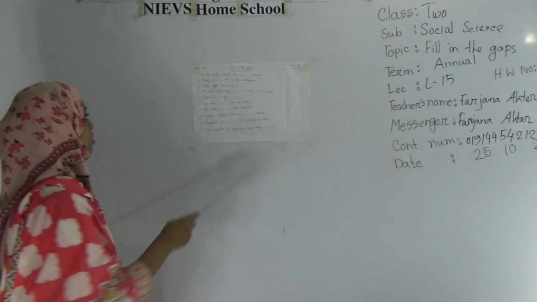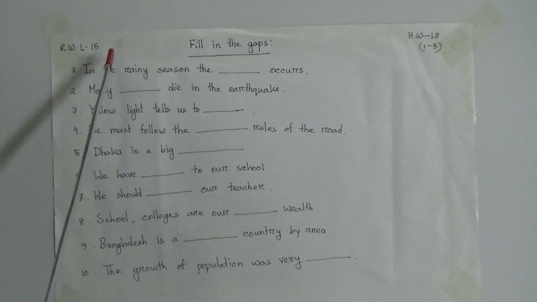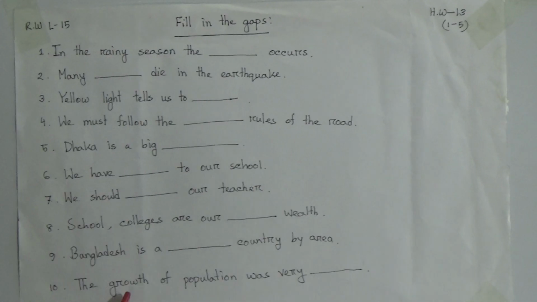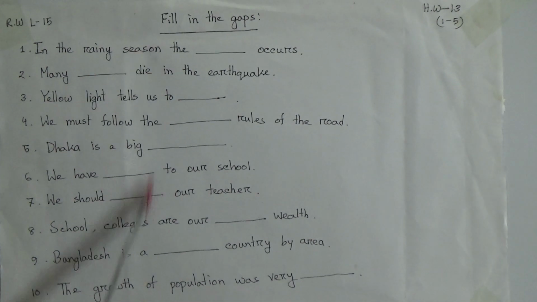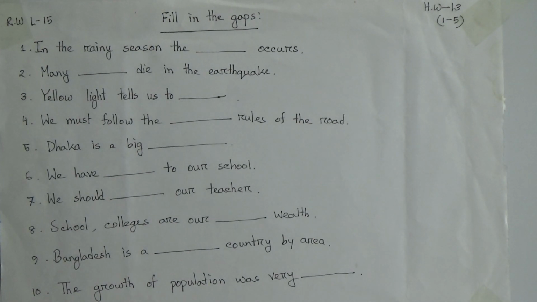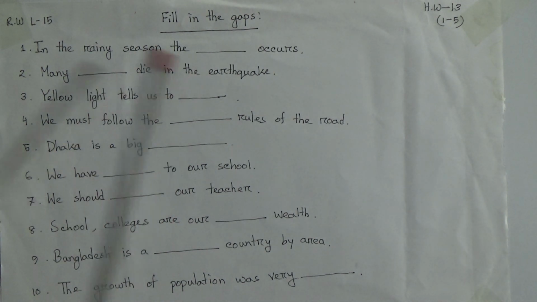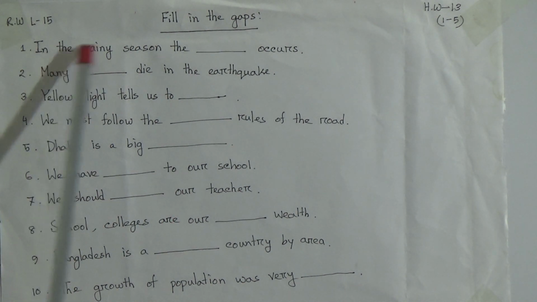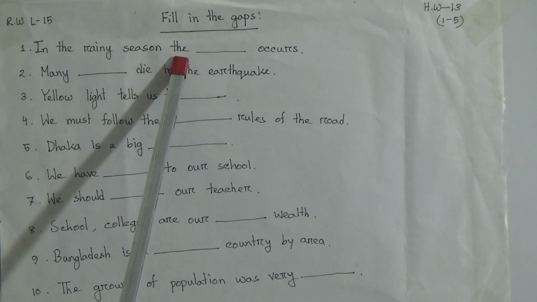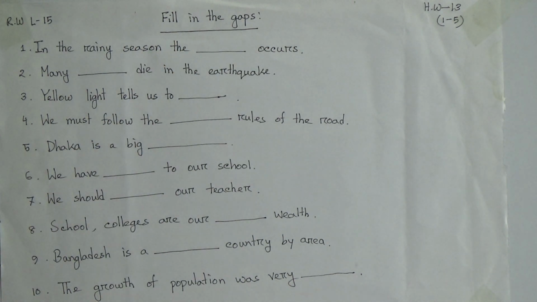So let's start. We have written some sentences 1 to 10 here, and all the sentences are coming from your chapters which you have in your annual term. And let's start from number 1. In the rainy season, the dash occurs.